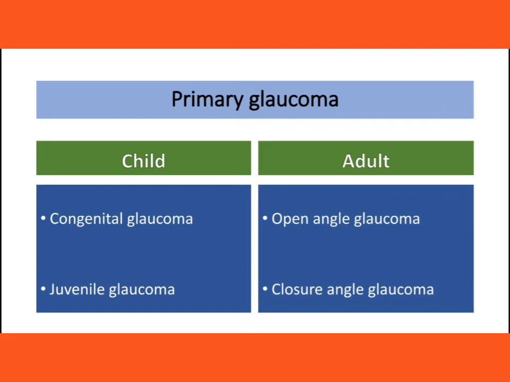If the child has glaucoma before 3 years of age, then the eyes are elastic. Due to the pressure buildup in the eye, it leads to stretching of the eye, so the child will have buphthalmos. There will be bull-like eyes. That is called congenital glaucoma. And juvenile glaucoma is when the child has glaucoma after 3 years, then the eye will not be that elastic, but the pressure will build up, which ultimately leads to certain damage to the eye. Okay. In adults, there is open angle and closed angle glaucoma.